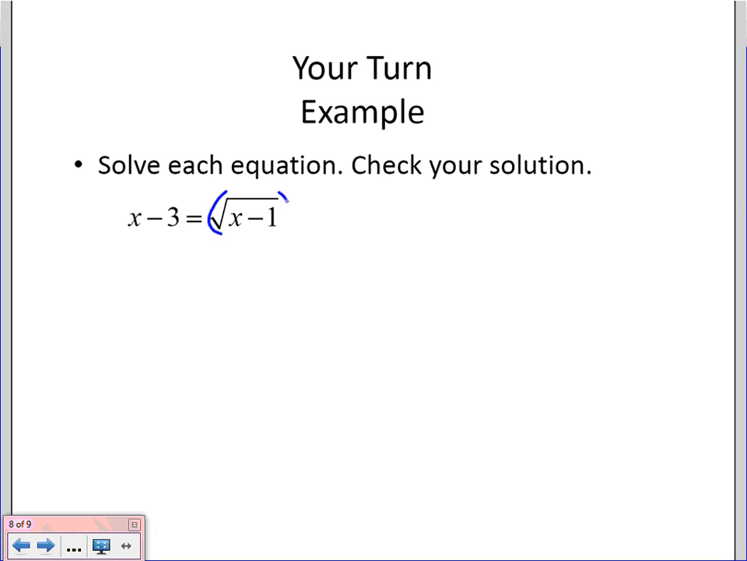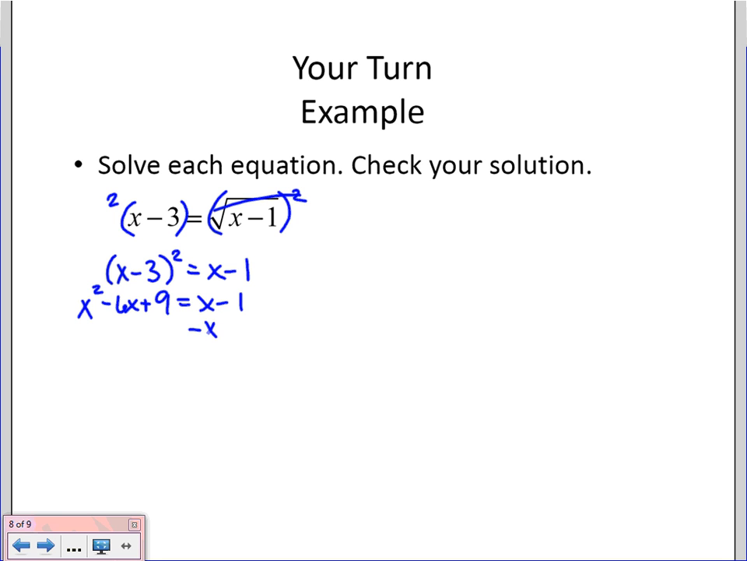Okay, so first of all, we've got to square both sides. That eliminates your square root. We have (x minus 3) squared equals x minus 1. We square x minus 3 and we get x squared minus 6x plus 9 equals x minus 1. We subtract x and add 1. Subtract x, add 1. And that's equal to 0. And we have x squared minus 7x plus 10.